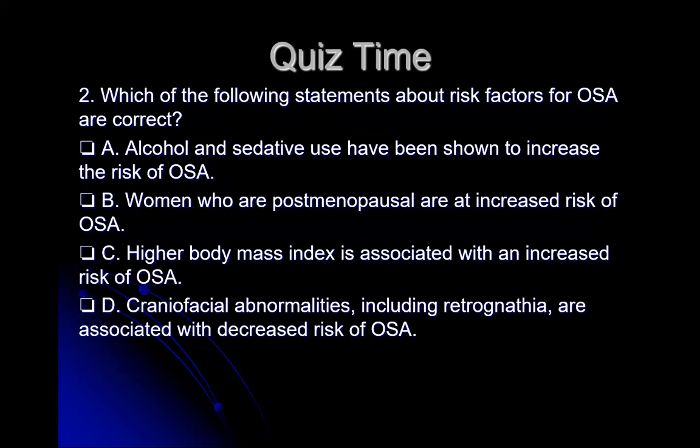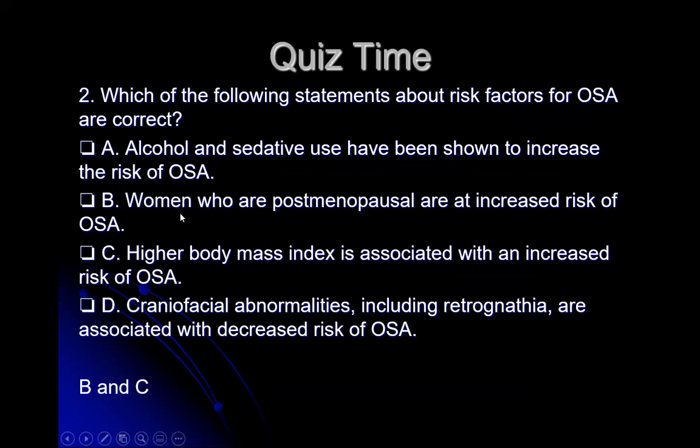Question number two, ready? Which of the following statements about risk for sleep apnea are correct? Alcohol and sedative use increase risk. Being a postmenopausal woman increases risk, as does higher body mass index. And craniofacial abnormalities, including that jaw stuff, are associated with decreased risk. The answers here, we talked about some of this, are B and C.